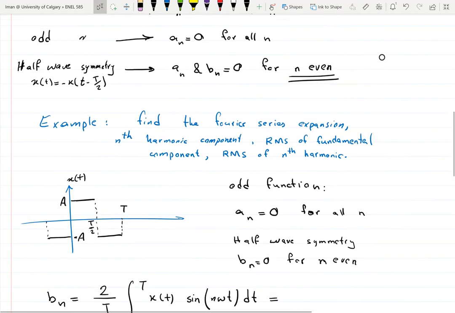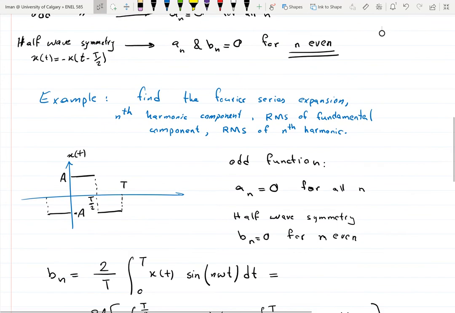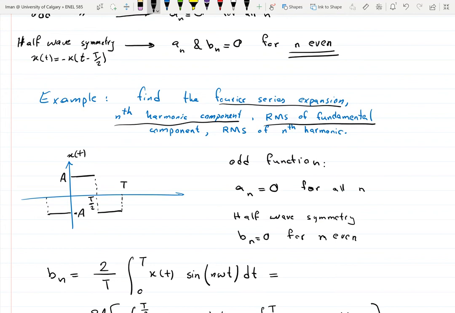Okay, so this is the basic idea. Now let's try to solve this example for this square wave with magnitude a and minus a. So find the Fourier series expansion, the nth harmonic component, the RMS component, and the RMS of the nth harmonic.